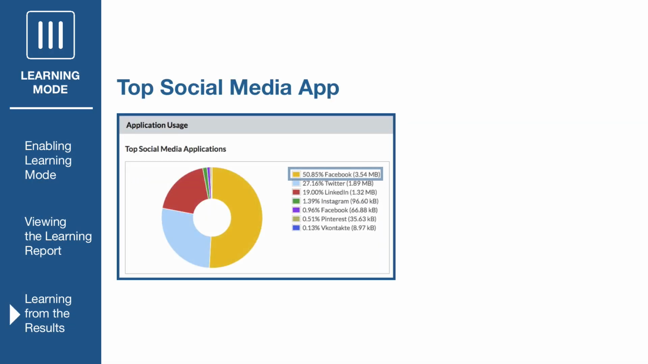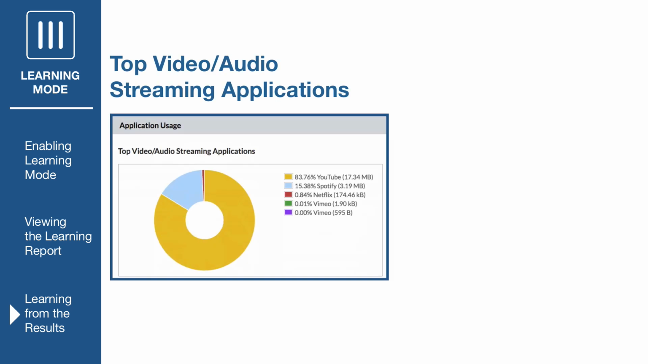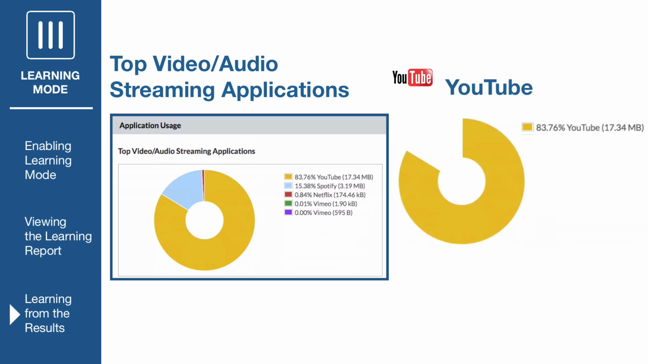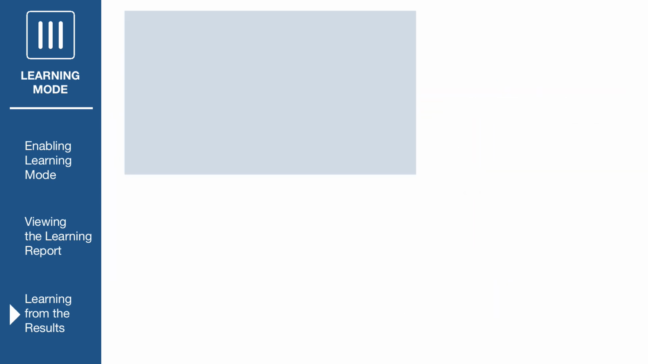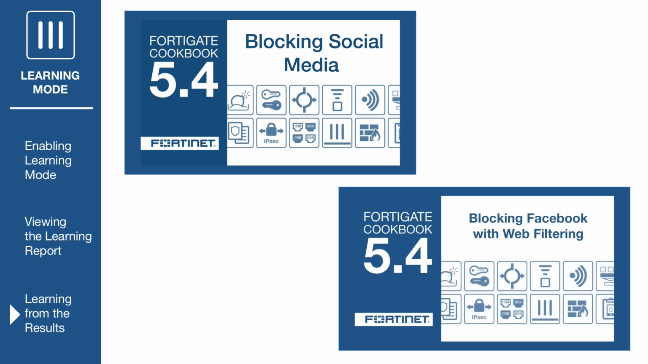After looking at the results in this example, I might decide to set up an application control policy to block Facebook. And after looking at the top video and audio streaming applications, I might decide to block streaming media altogether. Alternatively, you might want to block YouTube and Netflix, but allow users to continue streaming music like Spotify. Here are links to a blocking social media video and a blocking Facebook video.